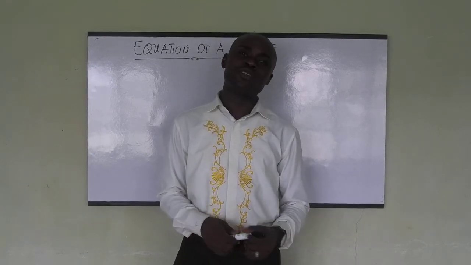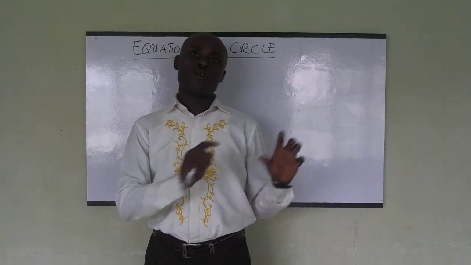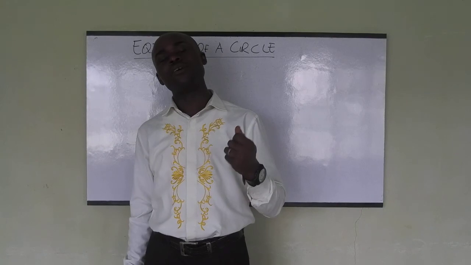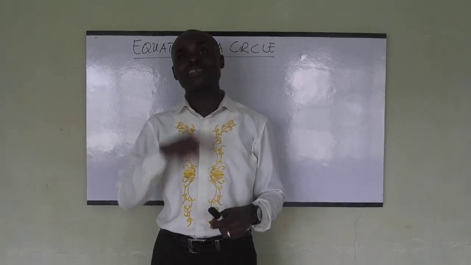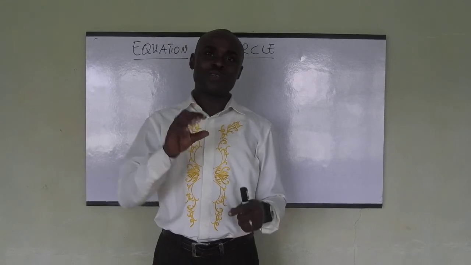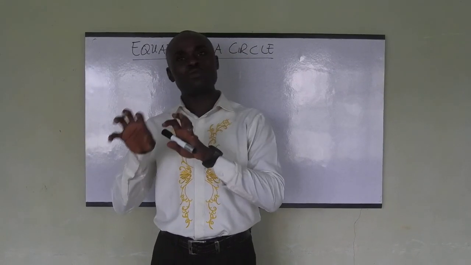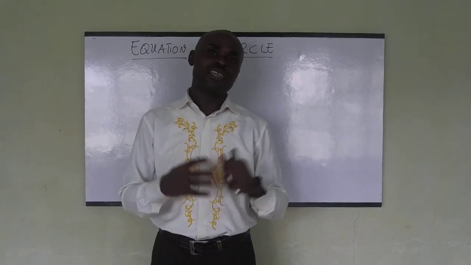But today we want to discuss something more interesting, and that is the equation of a circle. A circle can actually have an equation that represents it. So instead of carrying the circle to and fro, you can actually have a model. It's called a mathematical model, an equation that represents or gives every information about that circle.